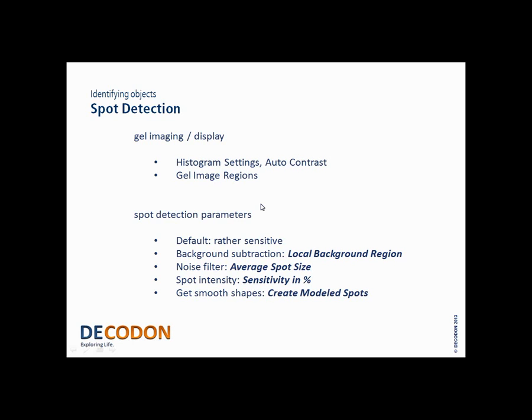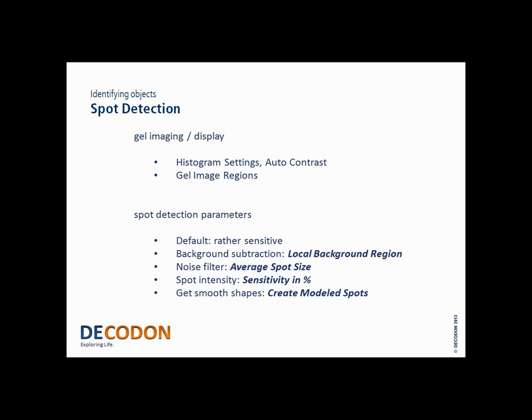Background subtraction is done by a certain parameter. It's controlled by this parameter called local background region. There is a parameter for noise filter. It's called average spot size. There is a parameter for discriminating small and large spots. What is a spot? From which spot intensity do I want to consider a signal to be a spot? It's called sensitivity in percent.